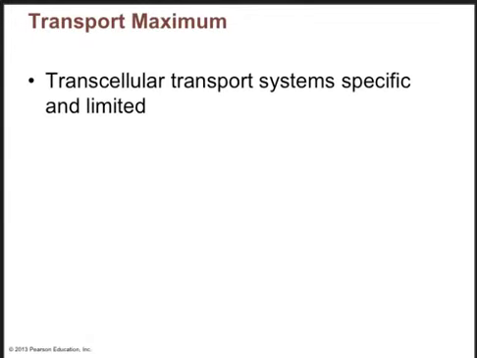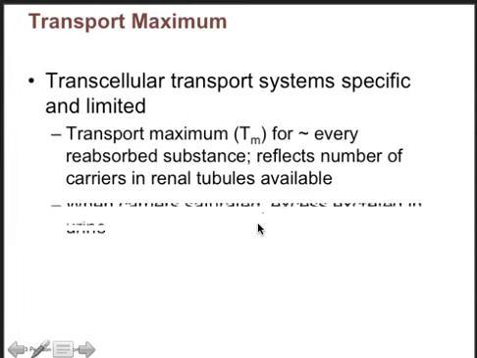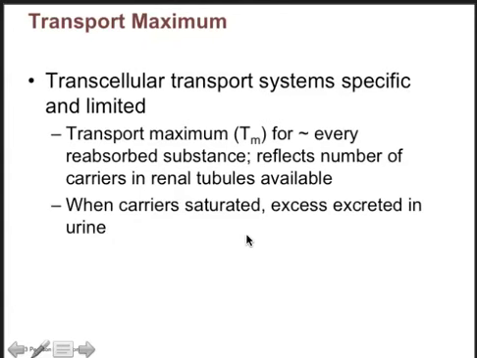Sometimes we can overload the PCT. If we do this, what we do is reach what we call the transport maximum. There's a transcellular transport system specific and limited maximum amount that you can move a solute across a particular cell. If you overload all the pumps and overload all the channels, and there's still solute left behind, that solute's going to stay in the filtrate. The transport maximum is different for every reabsorbed substance, and it reflects the number of carriers in the renal tubules. When they're saturated, the excess is excreted in the urine.